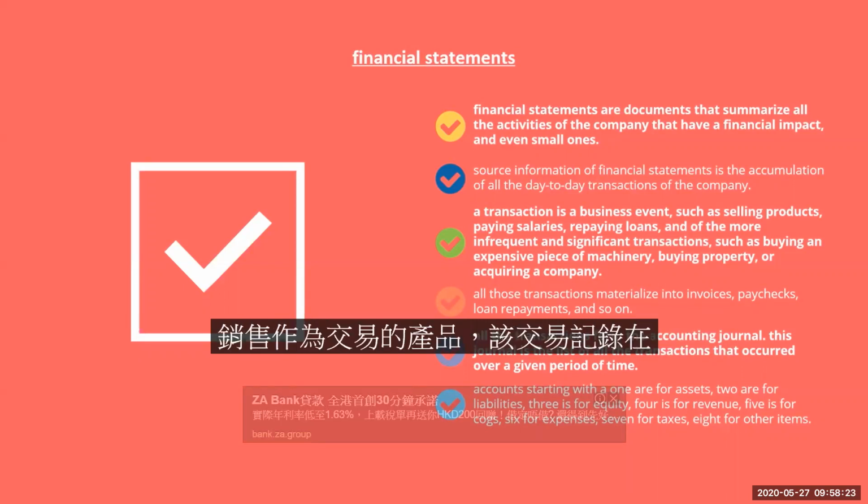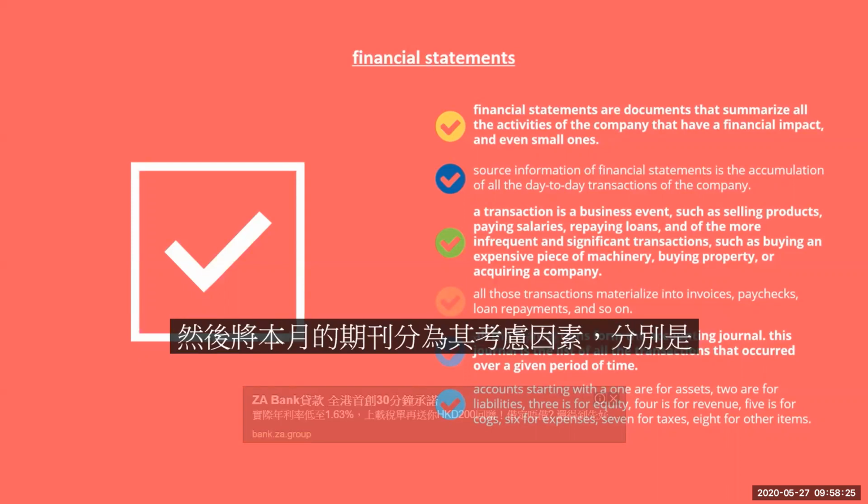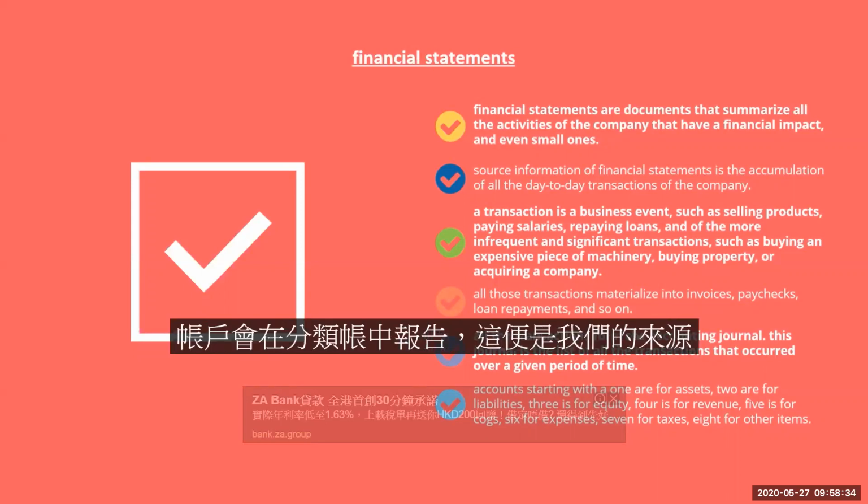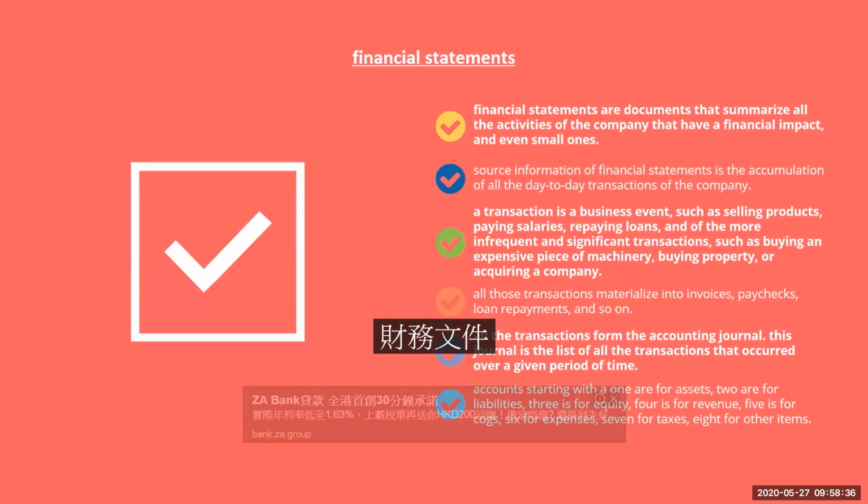To summarize, it all starts with a business activity, such as selling a product, which is a transaction. That transaction is recorded in the journal of this month. It is then split into its constituting elements, which are revenue, taxes, and COGS, which are then reported into separate accounts. Those accounts are reported in the ledger, which is then the source of our financial documents.